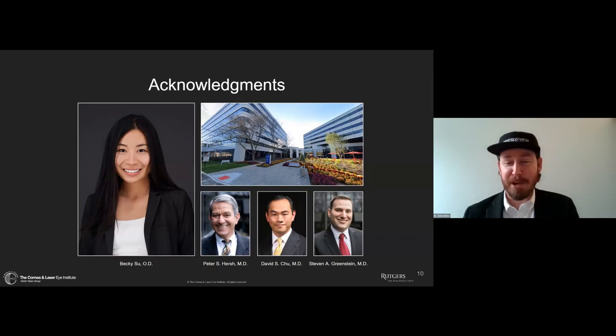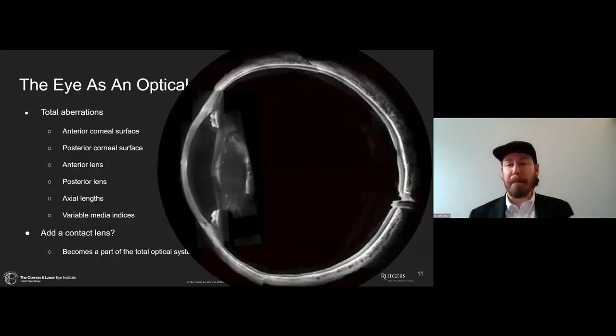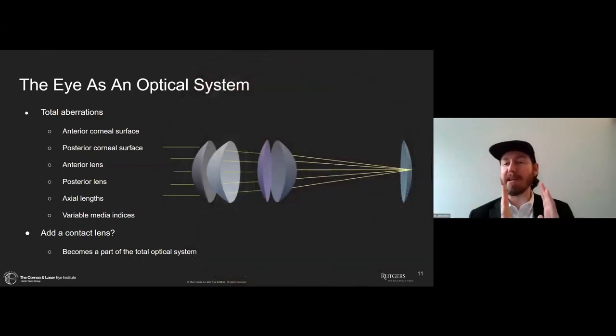So let's party. We first want to think about the eye mostly as an optical system. We think of the eye as being everything, the media and the surfaces. If we treat it like a true optical system, we have the front surface of the cornea and the back surface of the cornea, and both have a contribution to the overall dioptric power of the eye. The anterior and posterior of the crystalline lens also contribute, but so do the axial length of the eye and the media indices as we compare the cornea to the vitreous to the aqueous. All of these have different indices, and all of it comes together to create the optical system of the eye.